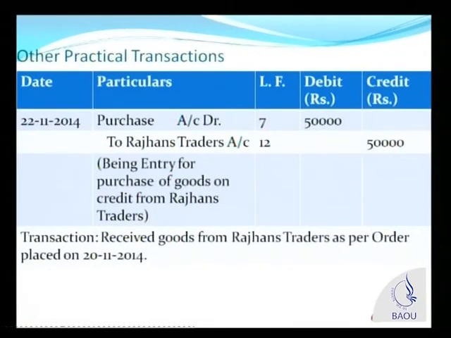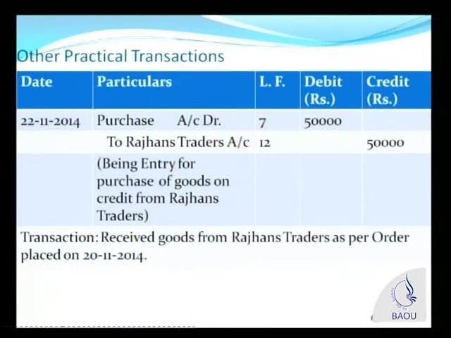The transaction on 22nd November 2014 is received goods from Rajhan's traders as per the order placed on 20th November 2014. Now, as per the order placed, in the earlier information given to you on 20th November, you were told that you had placed order for supply of goods of rupees 50,000. Therefore, in this information, though the amount of 50,000 is not given to you, by linking it with the earlier information, you need to record this transaction for purchase of goods of rupees 50,000 from Rajhan's traders.